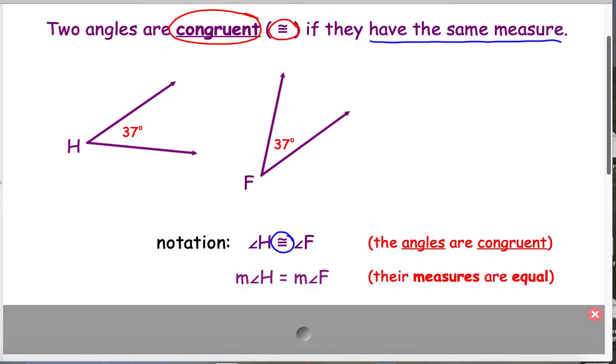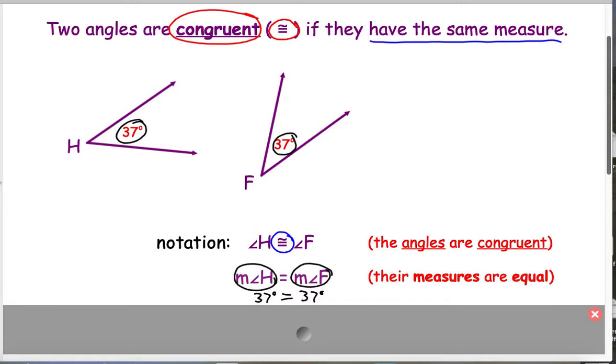Now, similar notation, but it's important that you understand the difference, is in this one we're saying the measure of angle H equals the measure of angle F. So when we talk about the measure of an angle, that's actually referring to a number. So when I say the measure of angle H, I'm talking about 37 degrees. And when I talk about the measure of angle F, I'm talking about 37 degrees. There and there. And so two numbers are equal. You use an equal sign for numbers.